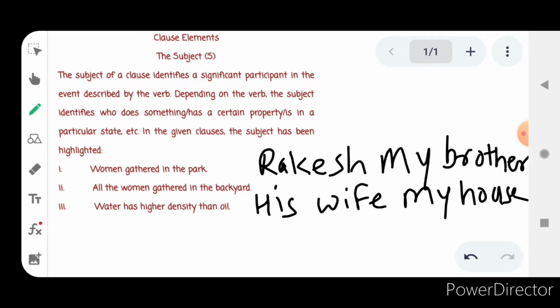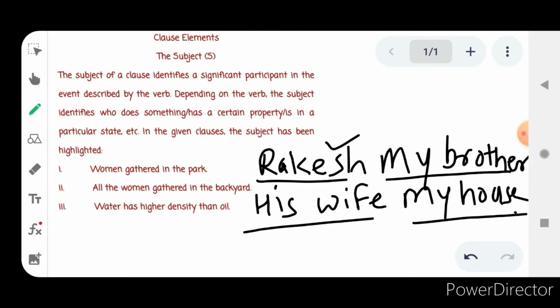Can we consider this as a sentence? This is not a sentence. Even if I give a full stop here, this is not a sentence. Here, this is just a collection of different kinds of noun phrases. Rakesh, my brother, his wife, my house. All these can be subjects or objects. In isolation, these can be called noun phrases, but this is just a kind of grouping together of some words, and such grouping together of words cannot be called a sentence.